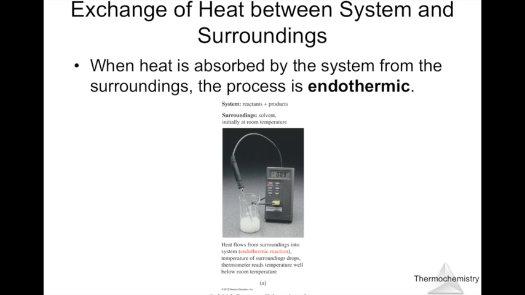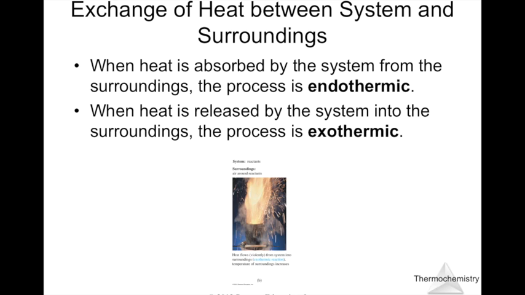So similarly, again, terms you have heard before, if heat is being absorbed by the system from the surroundings, this is considered an endothermic reaction. So heat is going in. And when heat is being released by the system, this is an exothermic reaction. Heat is exiting the system. Those are terms, again, you should be familiar with.